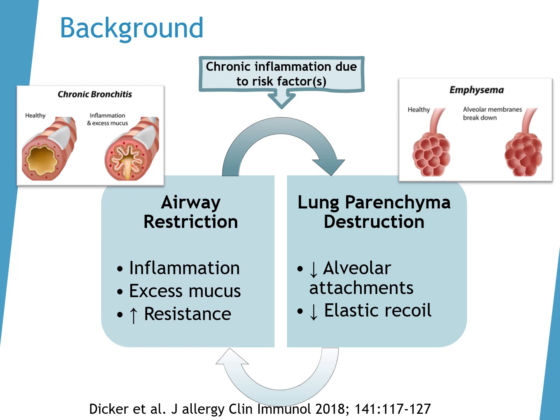Next, airway restriction leads to lung parenchyma destruction, which is on the box on the right. This leads to decreased alveolar attachments and decreased elastic recoil, which is called emphysema. The decreased alveolar attachments cause a smaller total surface area, and thus the lungs do not exchange oxygen as well compared to healthy lungs. Decreased elastic recoil leads to air trapping and difficulty inhaling and exhaling air as well.